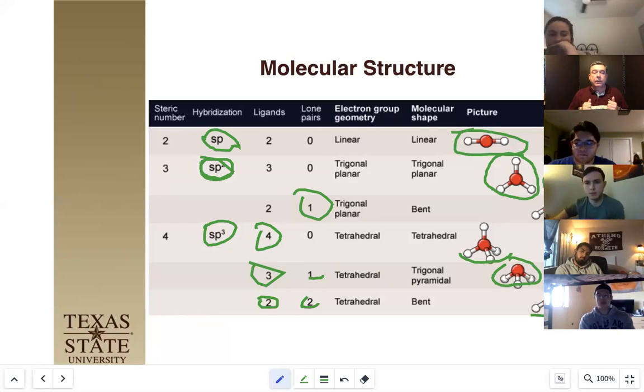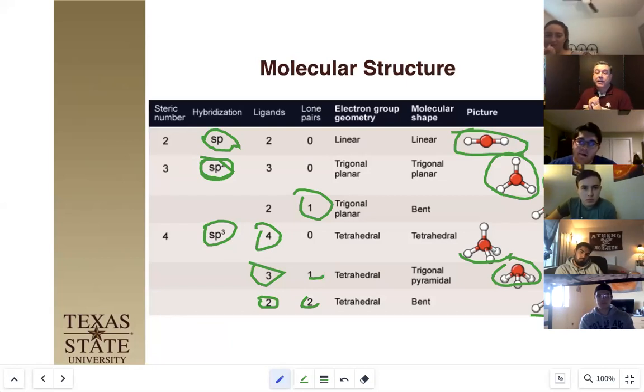I have a quick question. Yes. How can you, just looking at it, tell the difference between the tetrahedral bit and the trigonal planar bit, because the lone pairs aren't there for you to see?